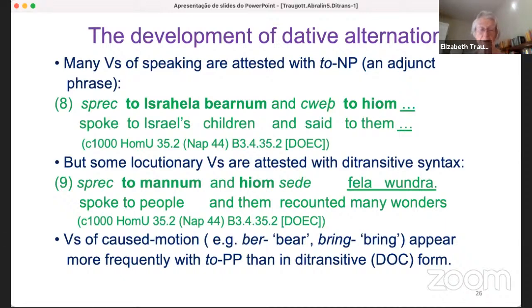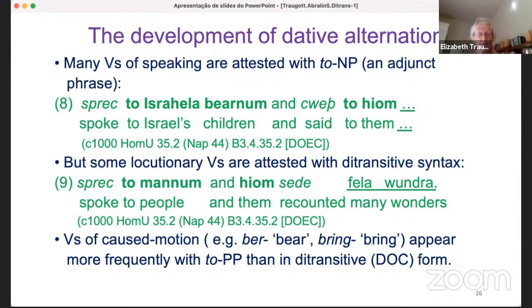There are a very large number of verbs of speaking that are attested with a to NP, so to NP as an adjunct phrase in Old English. So 8, spoke to Israel's children and said to them. So we've got two verbs of speaking, spoke to Israel's children, and said to him something. I haven't included what was said, which is obviously the theme.